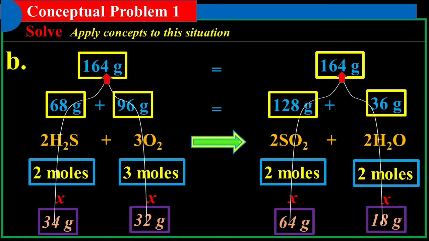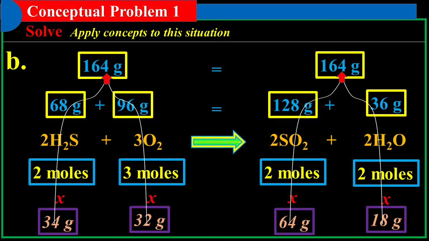Now, here's a distinct look at part B, and that is if you go from the bottom up, you see that H2S has a mass of 34 grams, O2 has a mass of 32 grams, SO2 has a mass of 64 grams, and H2O has a mass of 18 grams. Now, if you multiply that by the number of moles of each, so 2 times 34 is 68 grams. I'm going up. See how the arrow's going up? And then 3 times 32 grams is 96 grams.